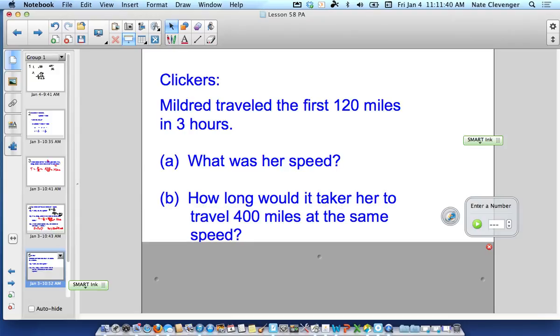How long would it take her to travel 400 miles at the same speed?